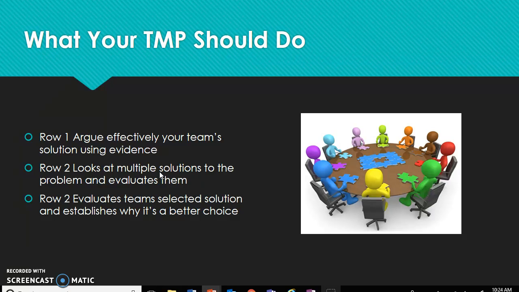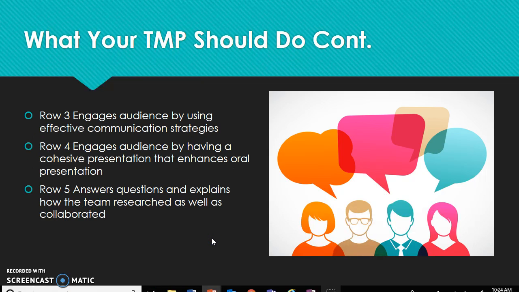Well, row 1 says you should argue effectively your team solution using evidence. Row 2 says you look at multiple solutions to the problem and evaluate them. And row 2 again is you evaluate the team's selected solution and establish why it's better than the other ones. In row 3, it asks you to engage your audience by using effective communication strategies.